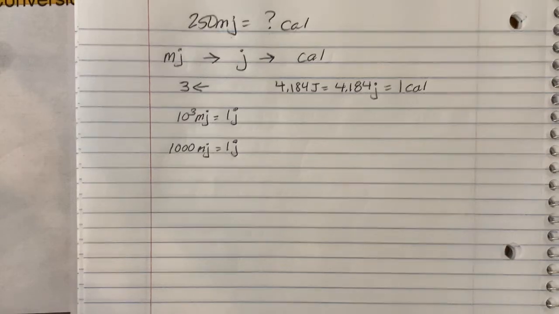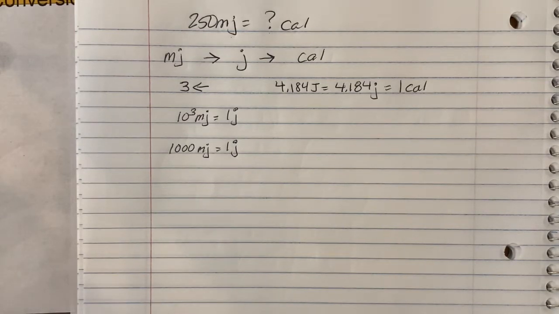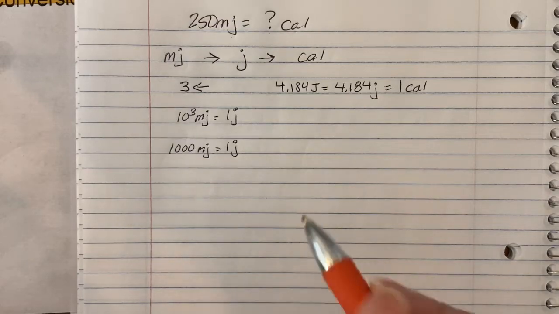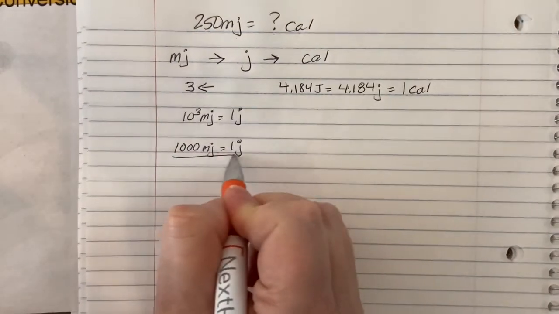And that should be something that you remember. There are 1,000 milligrams in 1 gram. There are 1,000 milliliters in 1 liter. So that kind of jogs your memory. Okay, yeah, I am doing this in the right direction. So now I have my 2 conversions.